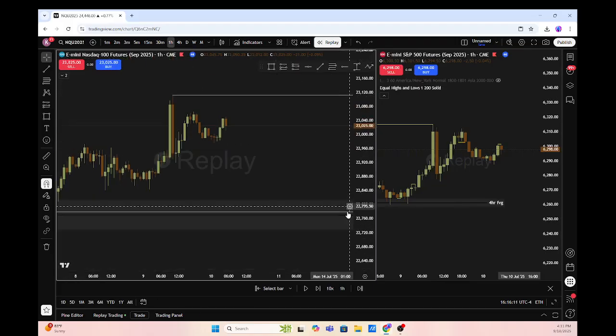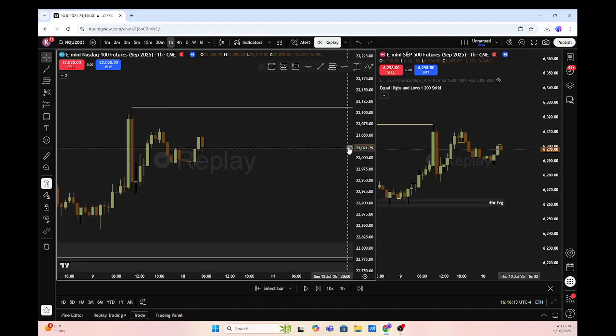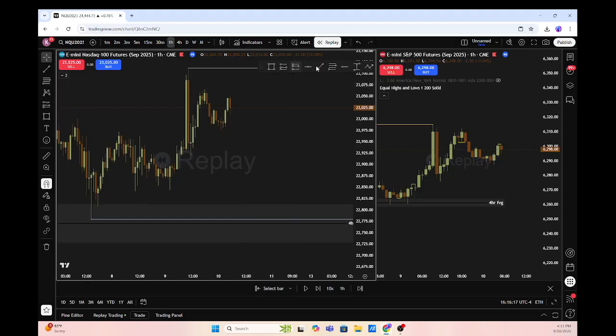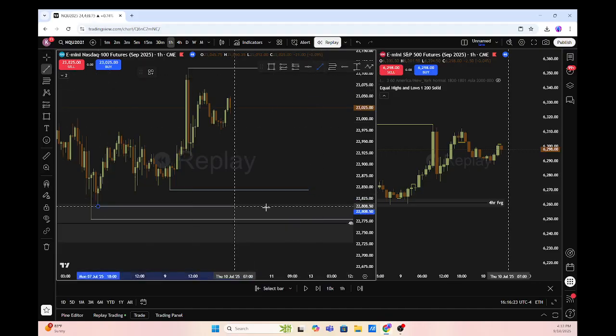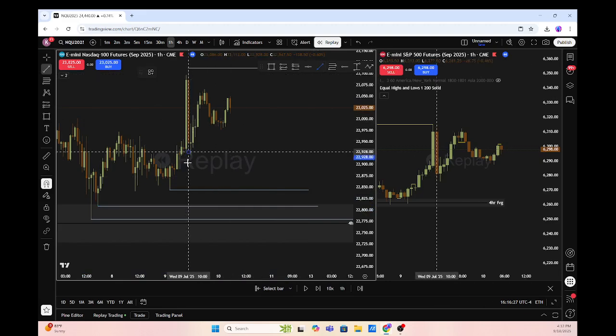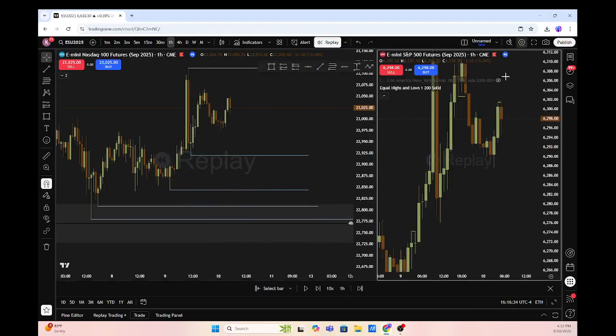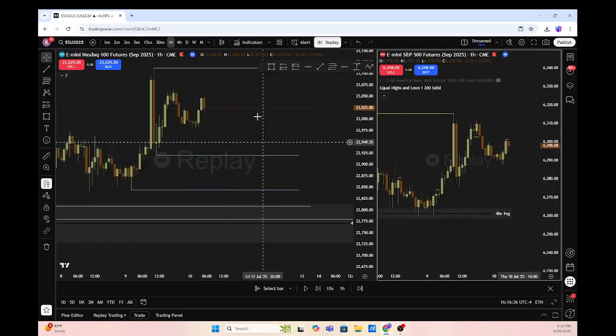Alright. And now, what do I want to look for? Well, first, what do I see? I see all of this liquidity down here, just waiting to get taken. So, seeing this, I would play heavy into the shorts. I would want shorts heavy right now.